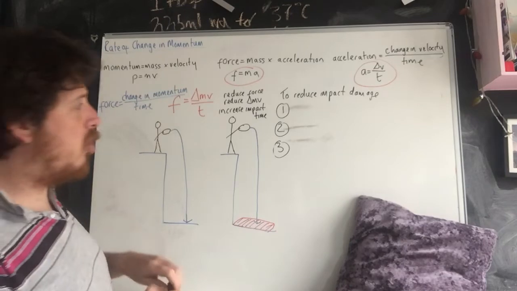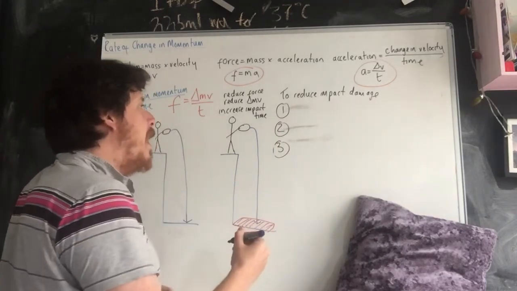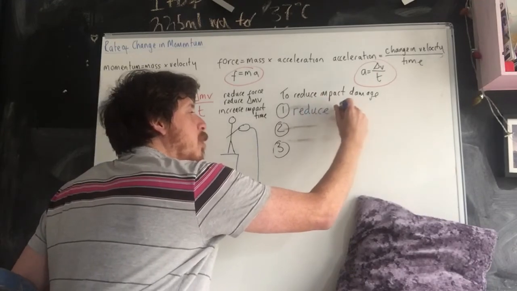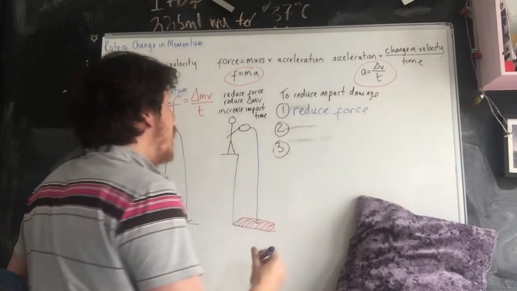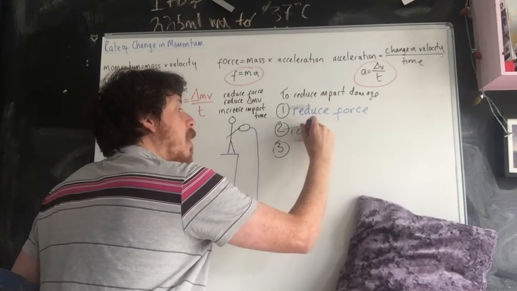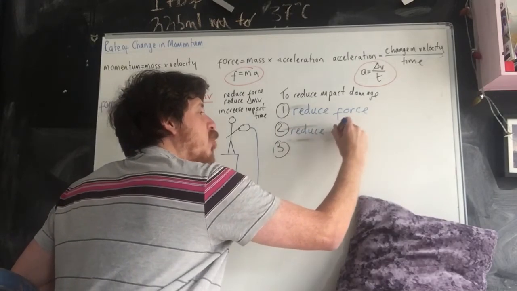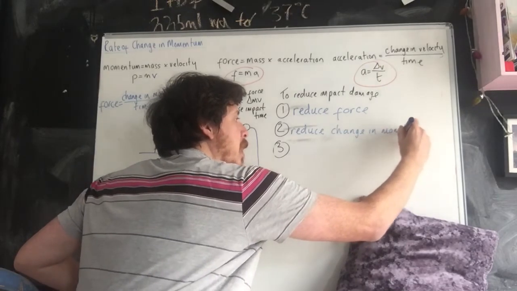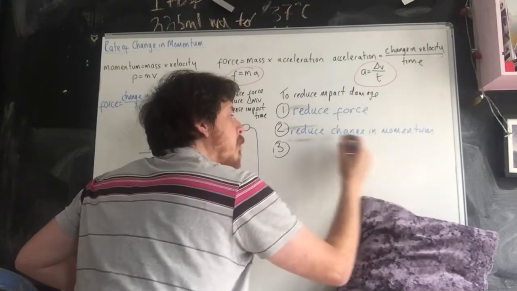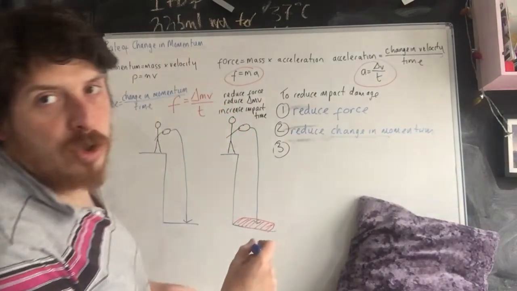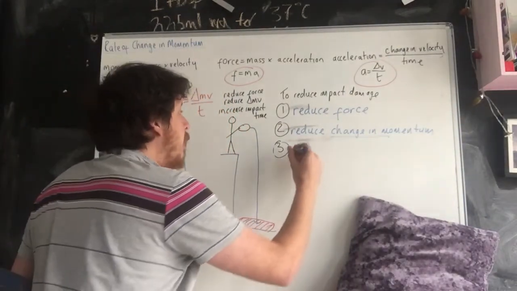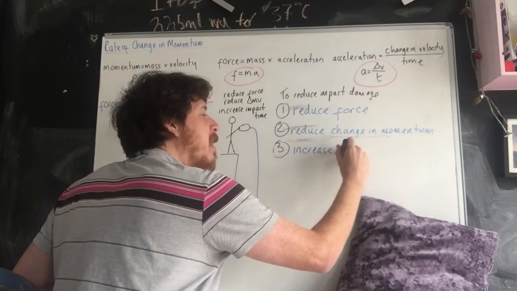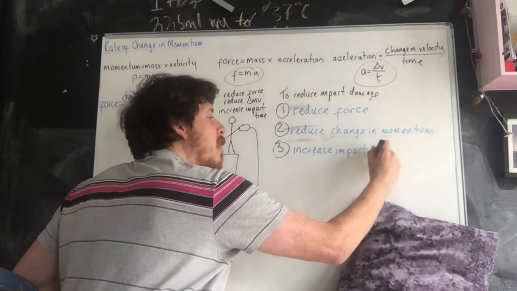Okay, so if you get asked about this, that's the equation. It's given to you on the data sheet. To reduce the impact damage, you need to reduce the amount of force experienced. That is achieved by reducing the change in momentum. That's important. Don't put change in, you ain't getting any marks. And what you have to do is increase the impact time, which is why cushioning is a good idea.